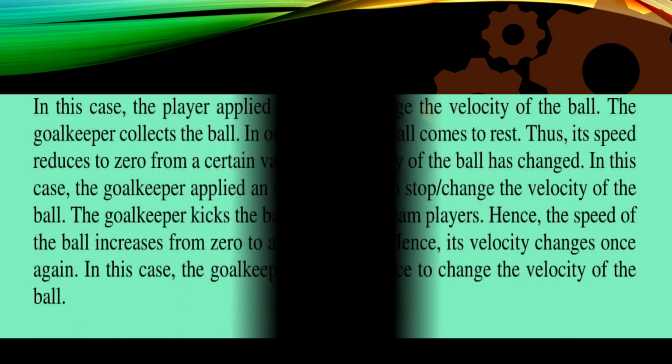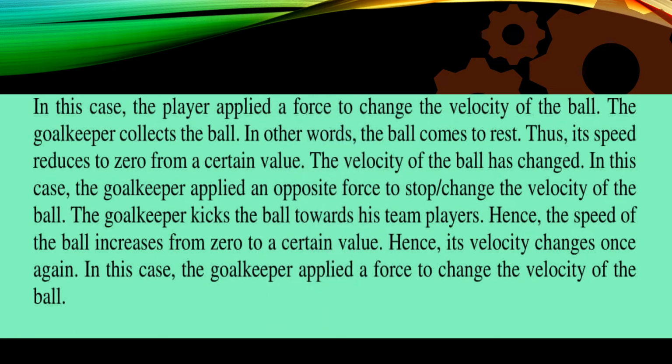Next, it is given that the goalkeeper collects the ball. So this is the third case. The velocity changes. That means the velocity becomes 0 when he collects the ball. And the goalkeeper is the agent applying the force. Then last, it is given that the goalkeeper kicks the ball towards his team player. So this is the last case, or the fourth case. The velocity of the ball changes, and here also the goalkeeper is the agent of force.